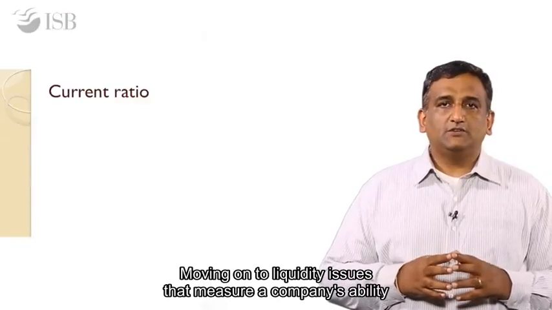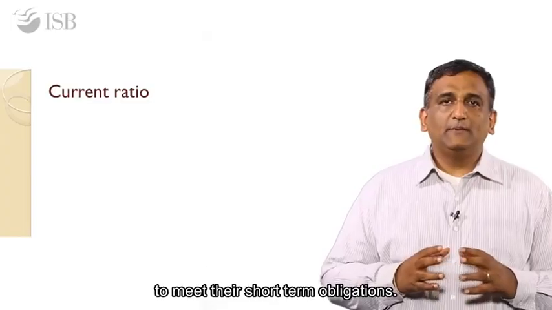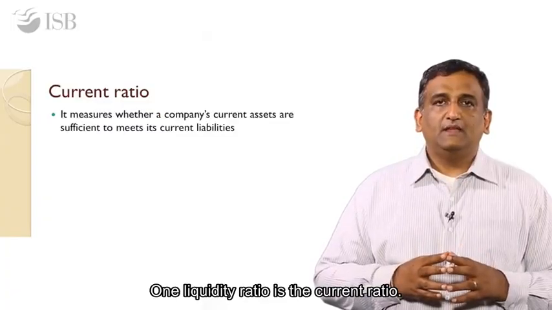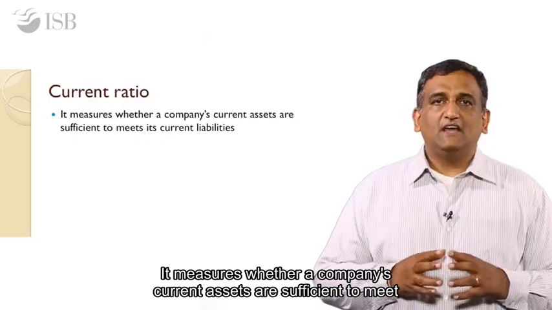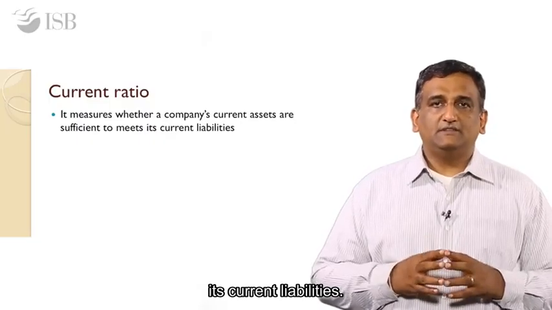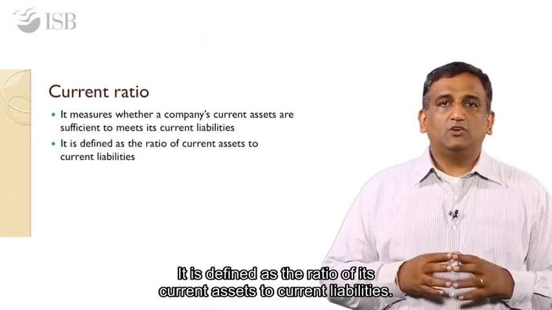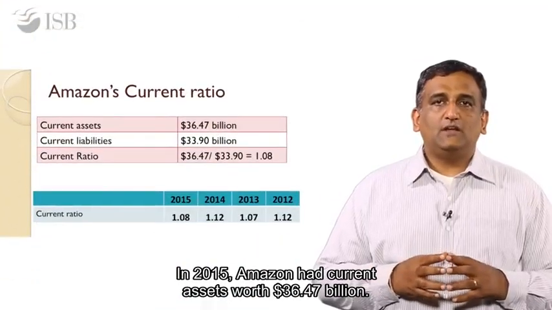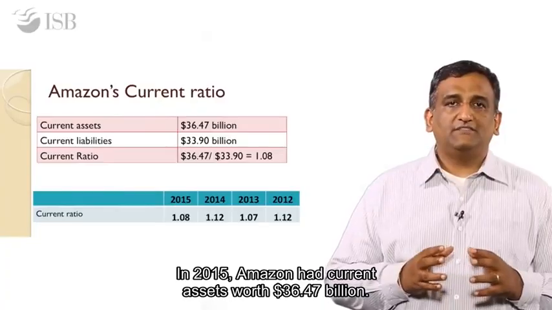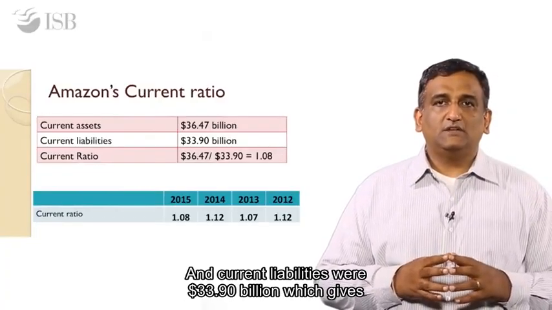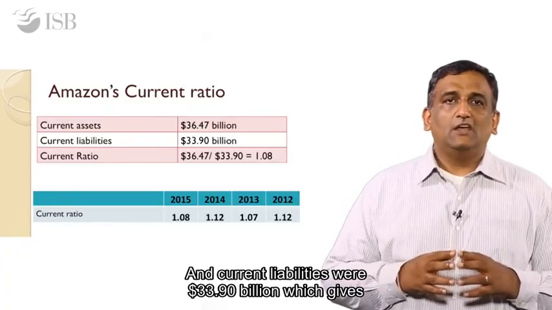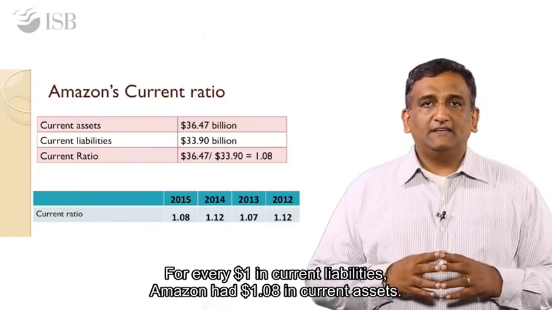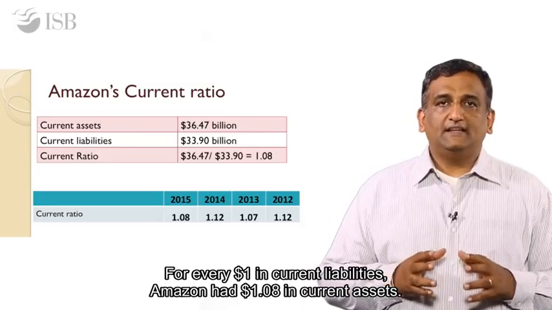Moving on to liquidity ratios, they measure a company's ability to meet its short-term obligations. One liquidity ratio is the current ratio. It measures whether a company's current assets are sufficient to meet its current liabilities. It is defined as the ratio of its current assets to current liabilities. In 2015, Amazon had current assets worth $36.47 billion and current liabilities worth $33.90 billion, which gives us a current ratio of 1.08. For every $1 in current liabilities, Amazon had $1.08 in current assets.